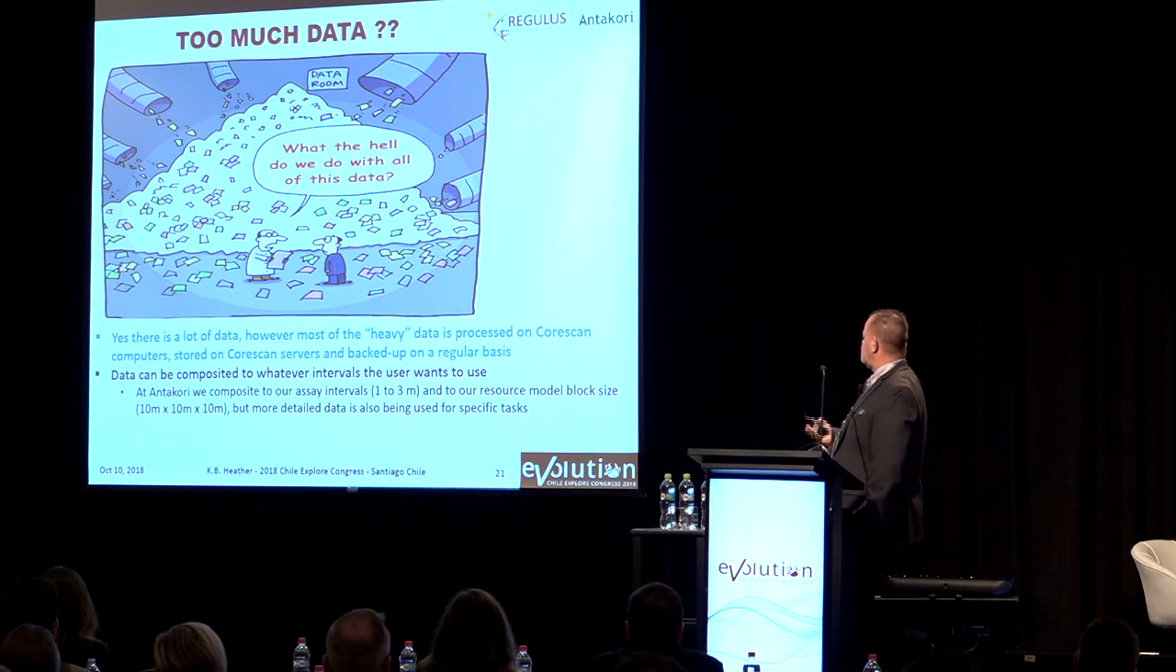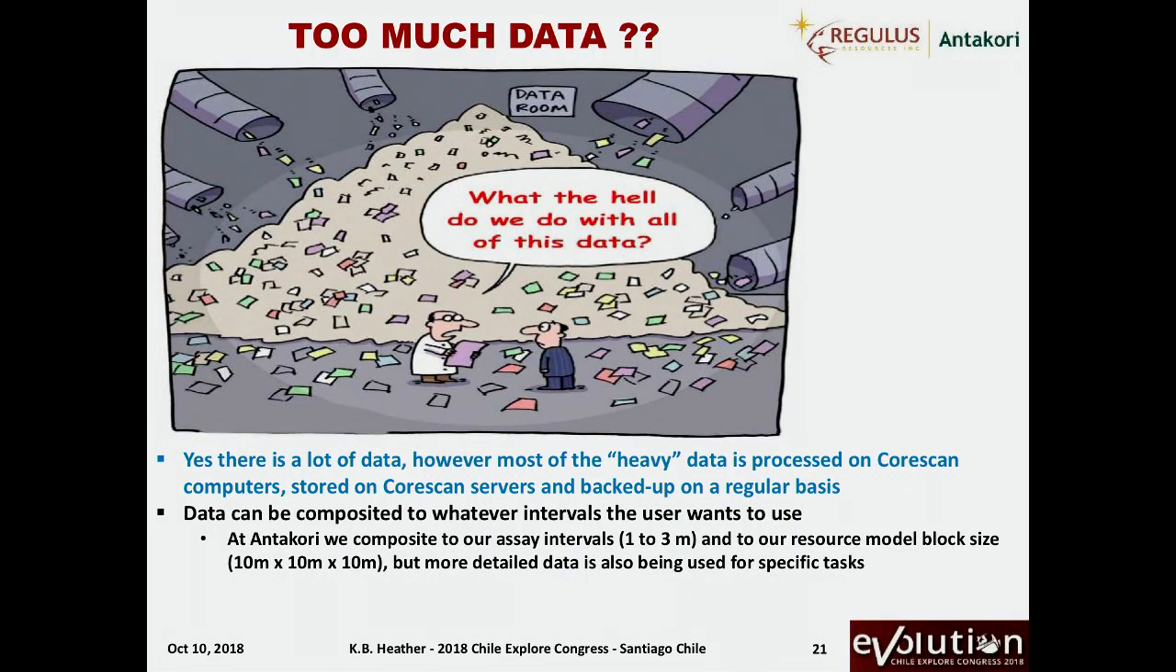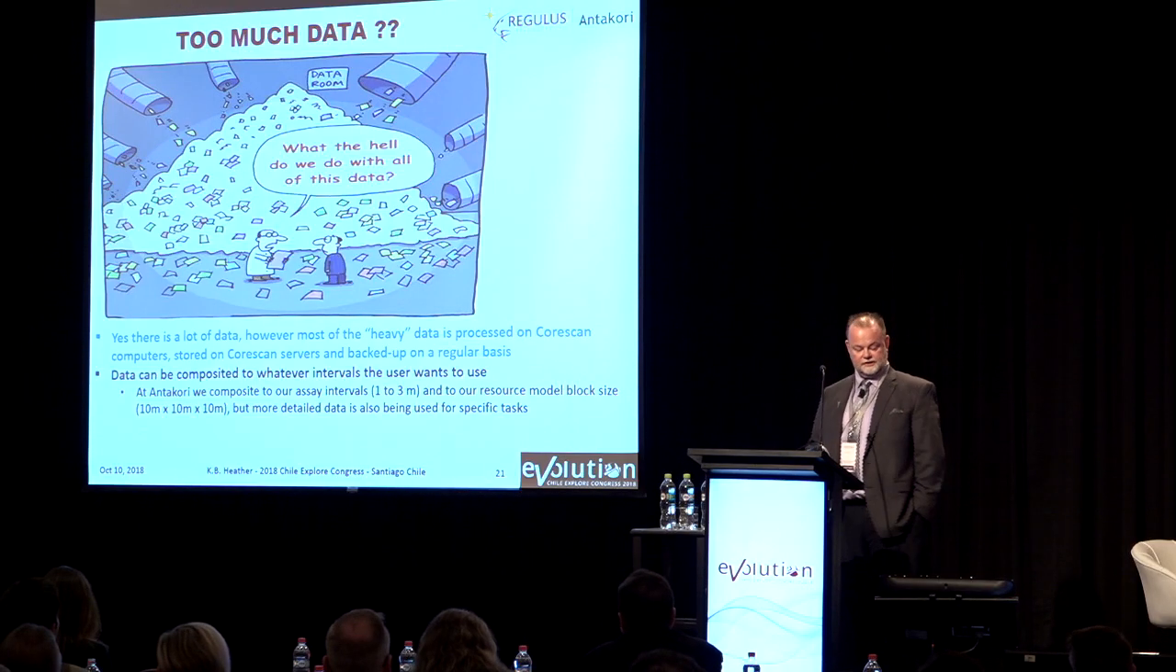Data can be composited in whatever intervals you want to use. People say, oh, well, it's way too detailed. You know, we don't need all that detail. Well, then you don't have to use it. You can composite it. So, for instance, we're compositing our data to our assay interval. So then we can directly see what that assay interval looks like in terms of the mineralogy. And we also do it at our resource model block size, so 10 by 10 by 10. But we also still use the detailed data for other more specific tasks.